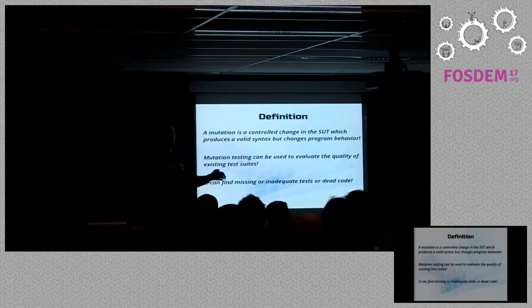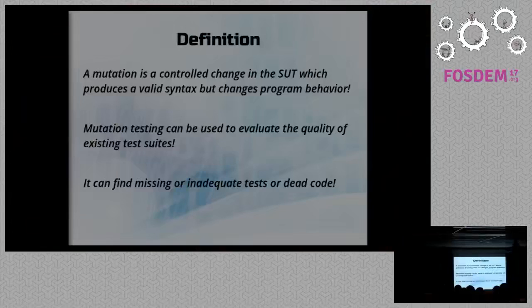It can tell you places where you have tests, but they don't do a very good job of finding all possible things that may change. Or it can also tell you places where you have missing tests, but you already know this, because we use coverage. So mutation testing is really good for telling you where you need to make better tests.